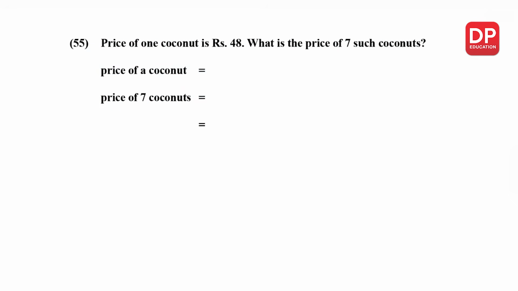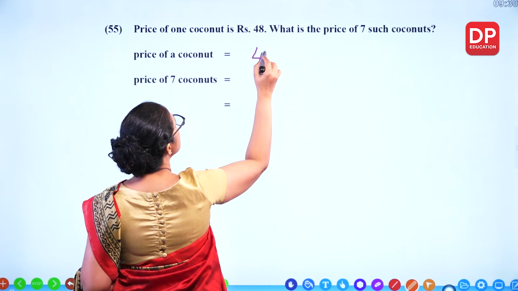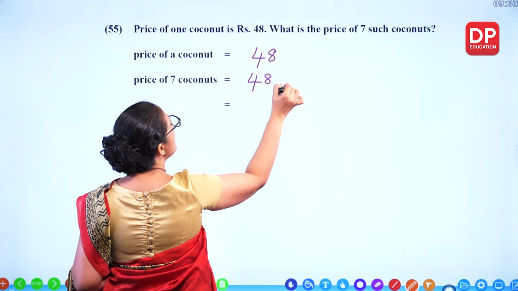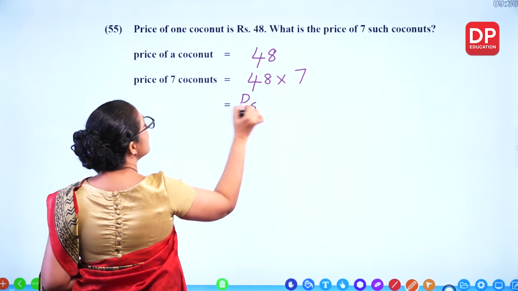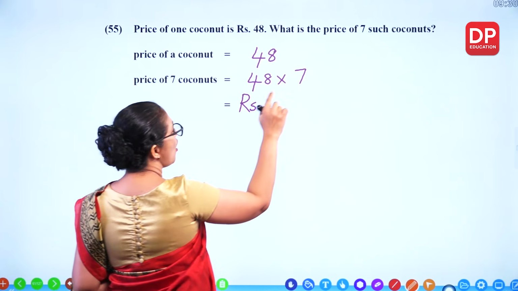Price of 1 coconut is 48 rupees. What is the price of 7 such coconuts? So what's the price of 1 coconut? 48 rupees. And 7 coconuts means you multiply this by 7. Shall we multiply this way? This is how we do.